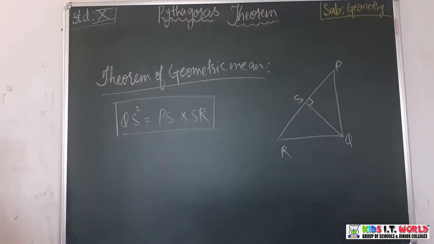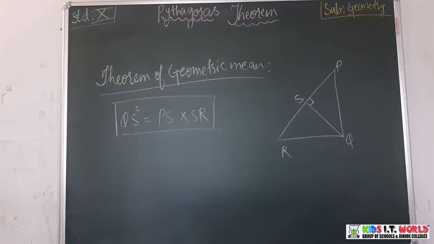The theorem of geometric mean states that in a right angle triangle, the perpendicular segment drawn to the hypotenuse from the opposite vertex is the geometric mean of the segments into which the hypotenuse is divided. Now we will go through our first practice set, that is 2.1.